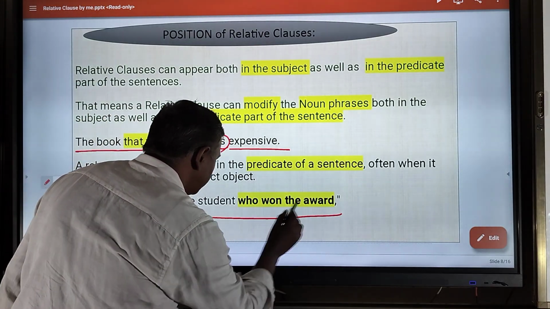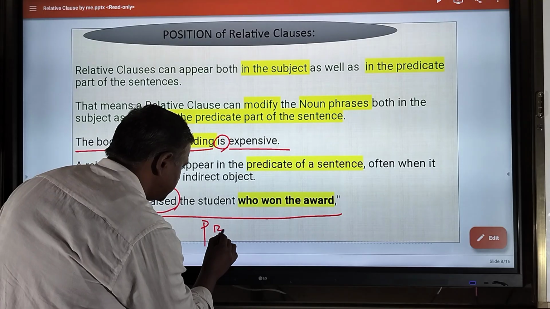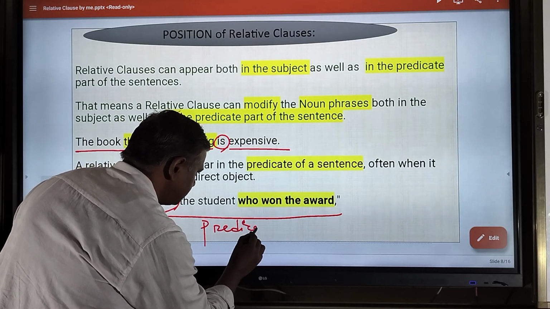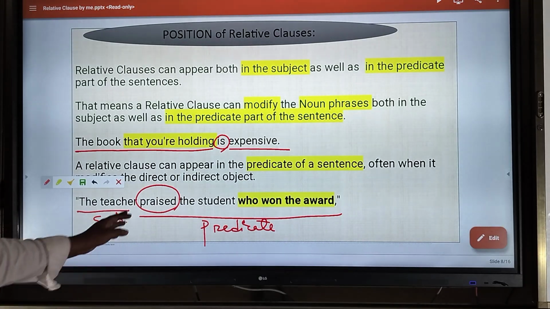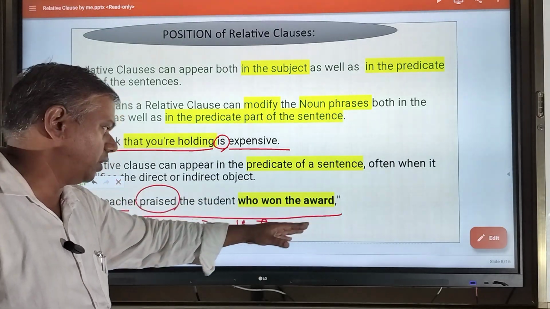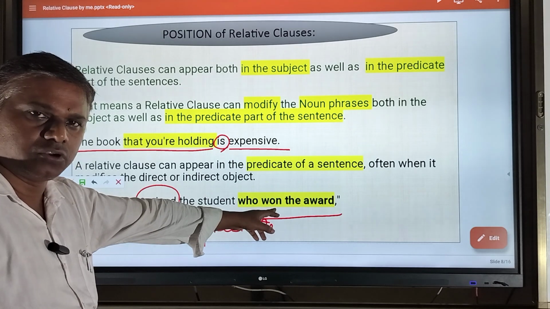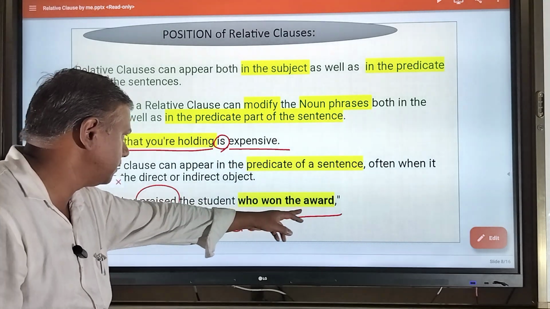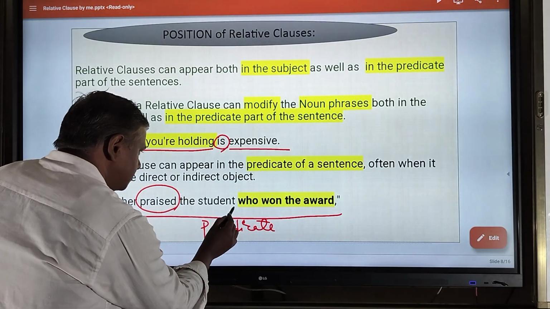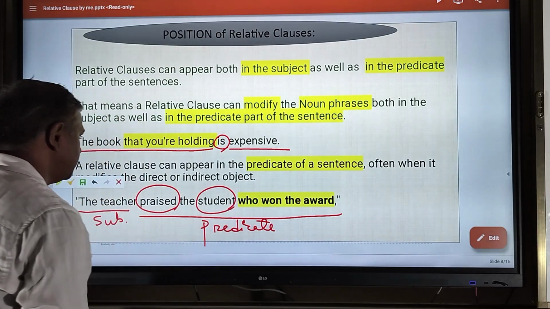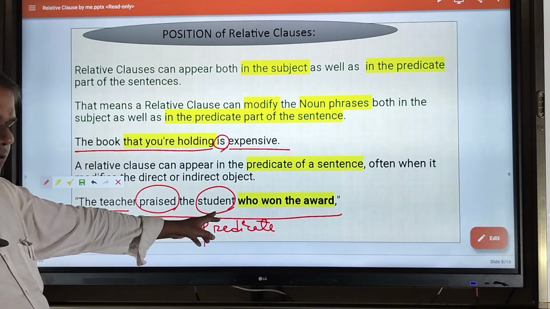आउ जहा रहिला, this one is called what? Predicate. This one is called predicate. So praise the student who won the award. Here in this the relative clause, which one? Who won the award? Okay, it is modifying who? The student. Student is the object here.